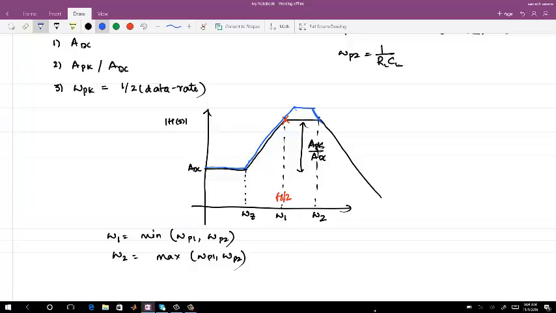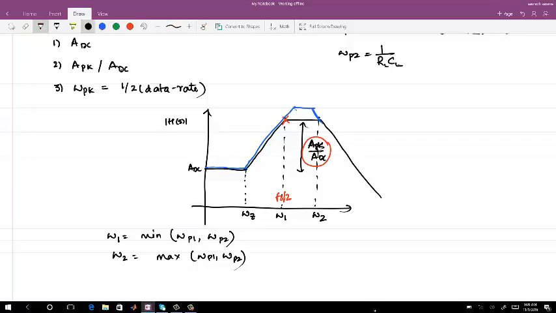Here, A peak is this. A peak by A DC just reflects the channel loss. It is not reflecting the peak value of the CTLE transfer function. So how do I ensure that whatever channel loss I want, or whatever A peak by A DC I want, is only the maximum value in the system? It's like a local maxima which exists there.